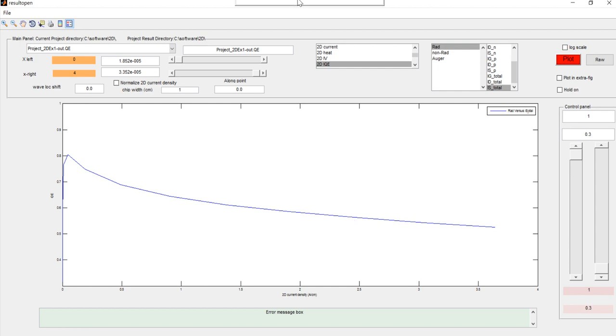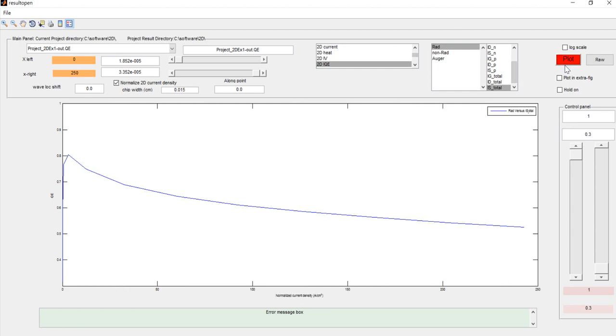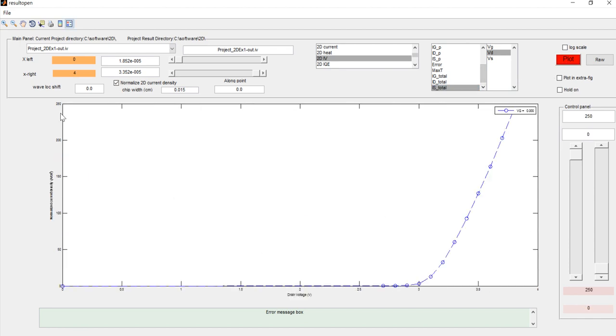So here we can do normalized 2D current. The chip width is 0.015 centimeter. So we can normalize the current. So the unit becomes amp per centimeter square. So this is the right unit. So you need to do normalization. Just remember. Okay, then this is the real scale of current.